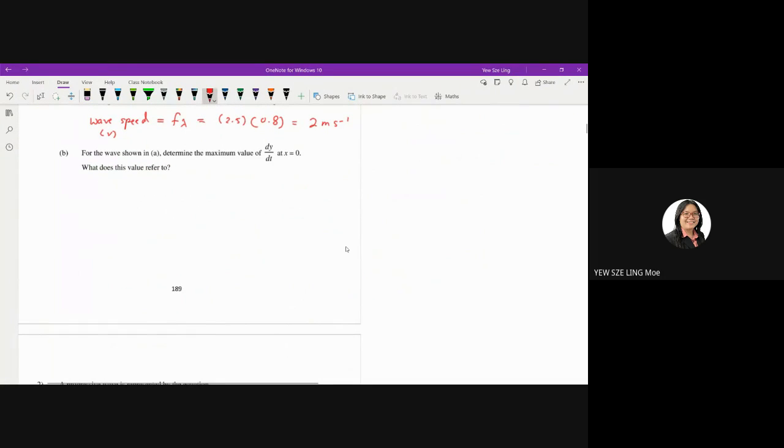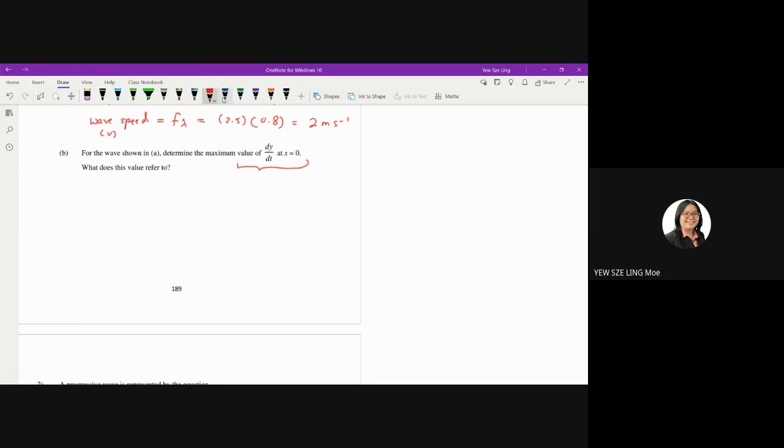For the wave shown in A, determine the maximum value of dy over dt at x equals 0. What does this value stand for? So this question itself consists of 2 pieces of information. First thing, it is asking for the value of dy over dt at x equals 0.